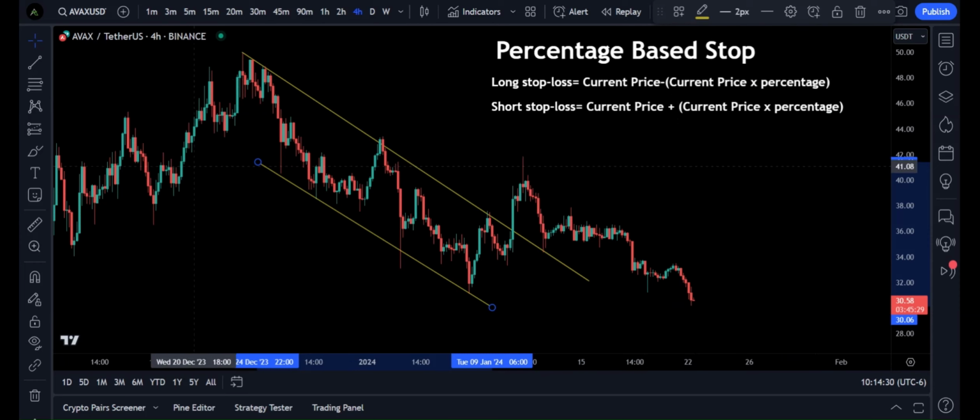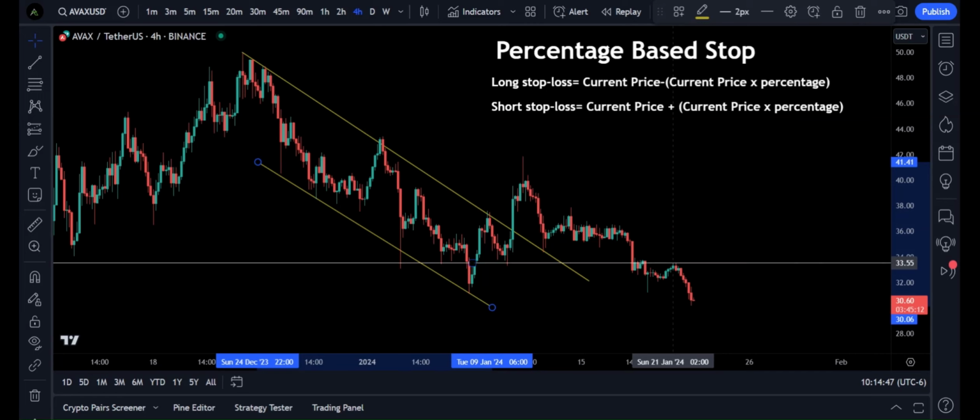In this case, we're going to use 5% just for fun. And that would give us 33.56 for a stop loss. So if we were to plot that out on the chart, just so we had a visual reference, let's see how close we can get. 33.55. That's pretty good. I'm going to put a horizontal trend line there.